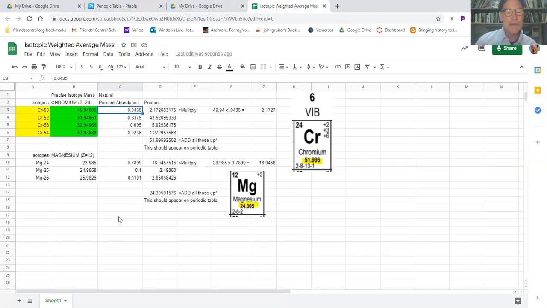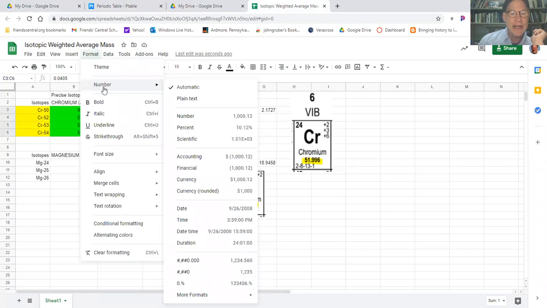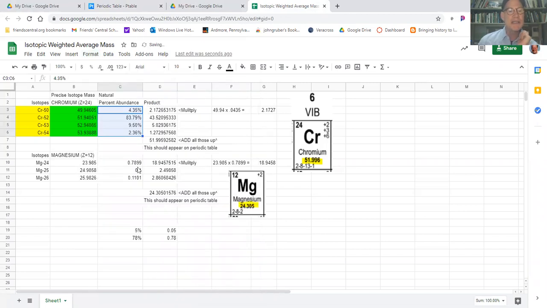Now remember, that just comes from converting a percent into a decimal equivalent. So if I say down here, look, 5%, that actually is the same as 0.05, right? And if something is 78%, we know that's the same as 0.78. So we need the converted decimal fraction that each percentage represents. I could take these and just format them into percentages. If I want to see them as percentages, I can do that. Oh yeah, 4.35%, 83.79%, 9.50%, and 2.36%. Let's go back to showing them as decimal fractions.